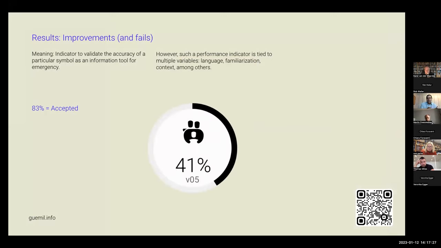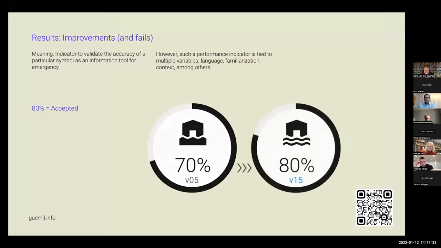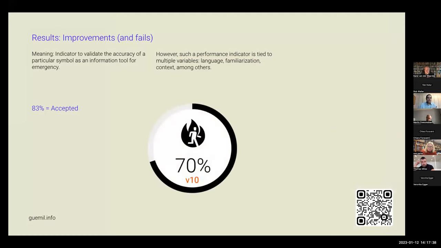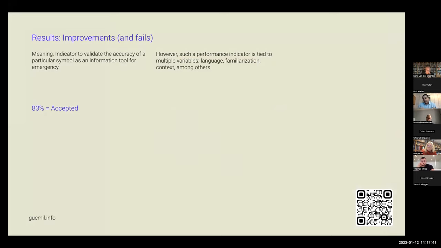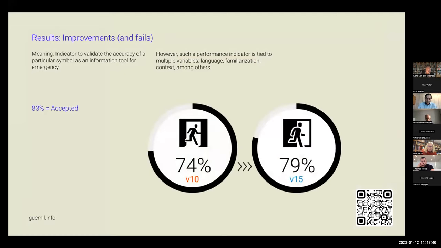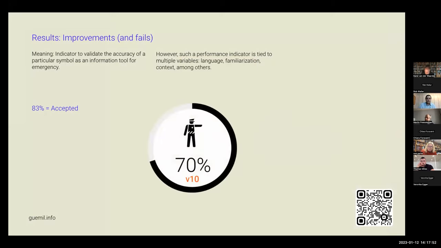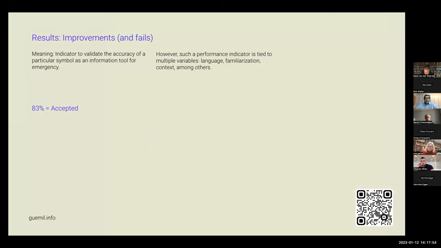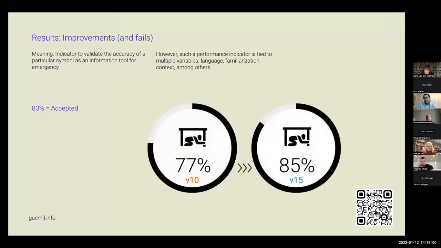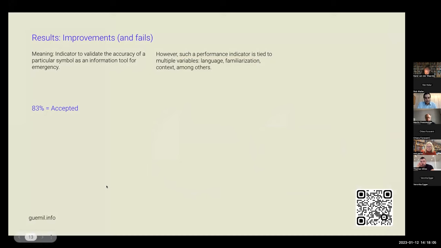Sometimes you can also have variables that affect the performance of that specific round, for example, language, familiarization with the scenarios, the context. For example, one of the critiques that we have in the project is that we never have tested these icons in a real application, in a signage system, or in a space, in a building, for example. We are working on that, but this is something we have observed that obviously affects the results of the testing.